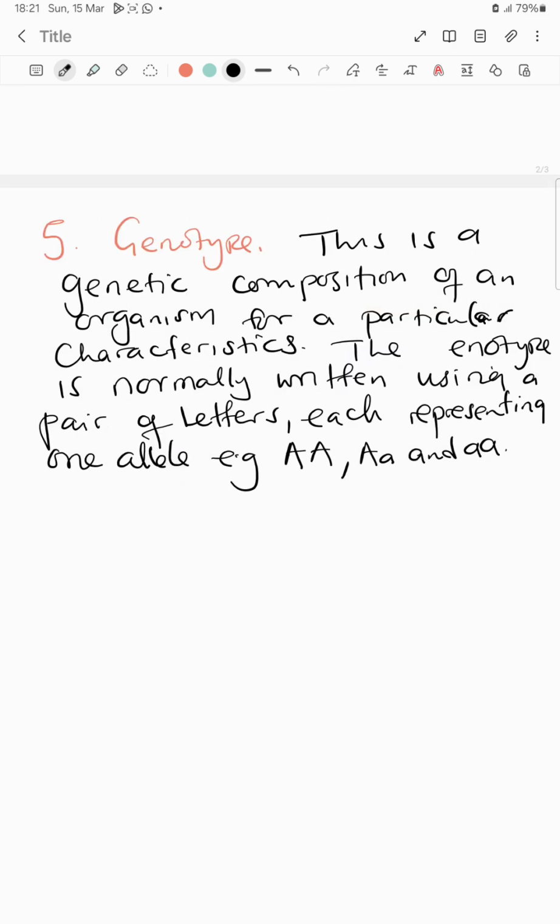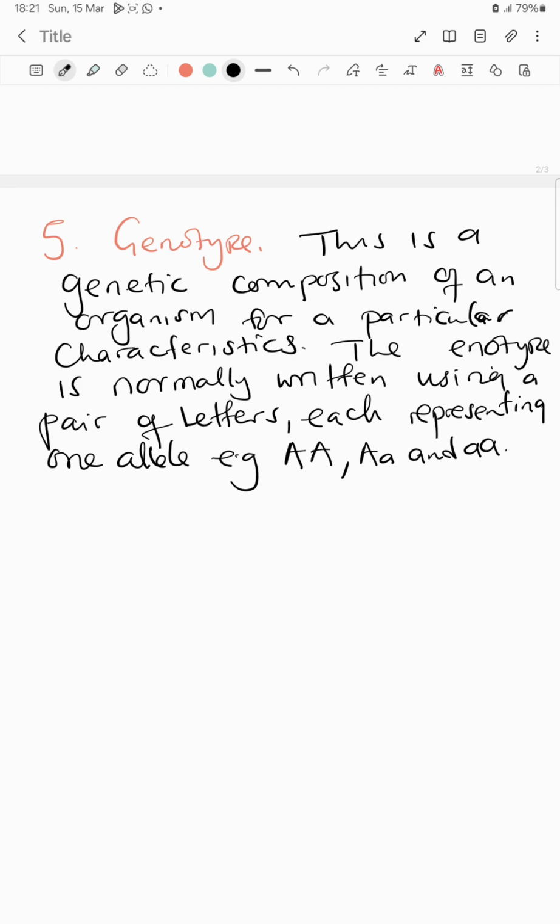Genotype, that's number 5. This is the genetic composition of an organism for a particular characteristic. So that is what we mean by a genotype. It's just a genetic composition.